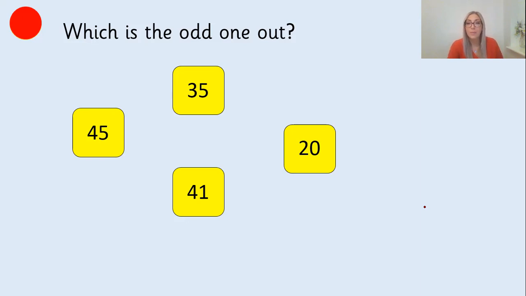Okay, going on to the next one. Again, which one is the odd one out? We've got 45, 55, 50, and then 54. And the next one, again, which is the odd one out? We've got 12, 15, 35, 30.